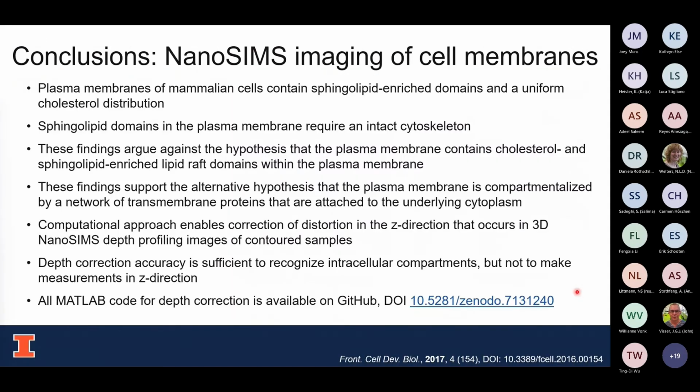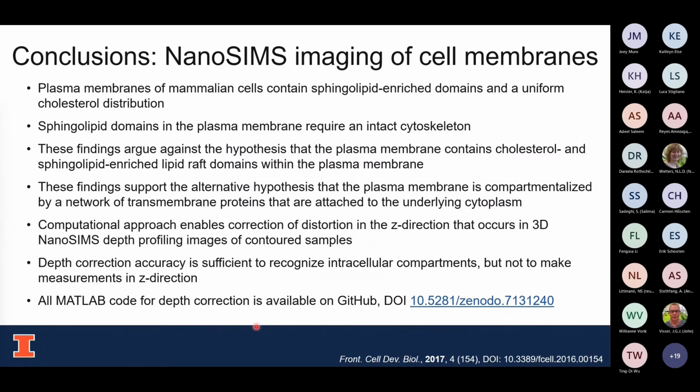So in conclusion, we found that the lipid raft hypothesis turned out not to be accurate. Cholesterol and sphingolipids were not forming domains in the cells. There were sphingolipid domains that seemed to be controlled by the actin cytoskeleton. So we found that hypothesis to be incorrect, and that sphingolipids really were the only thing that was compartmentalized.